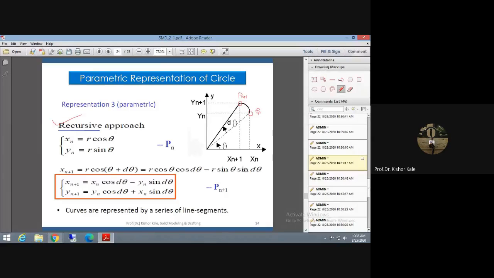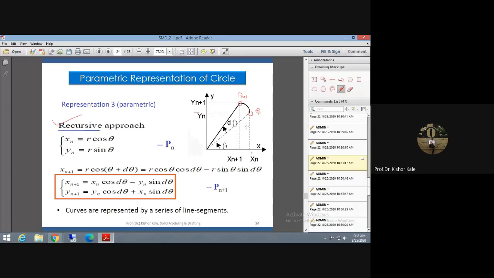Here we have only two points we will consider. Don't get confused with what is written on this screen. We'll go one by one. We will consider Pn as the first point. Its x coordinate is xn. Its y coordinate is yn. Is it okay? Xn is represented here. Yn is represented here.